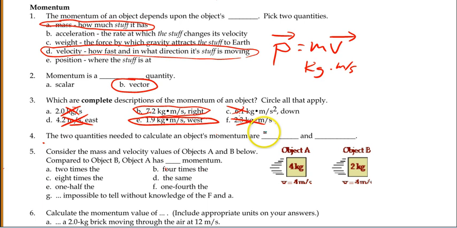So again, if you're trying to calculate momentum, you're going to need to know the mass of the moving object and the velocity of that object. Now, if the object is not moving, if it's at rest, its velocity will be 0, and therefore its momentum will be 0.